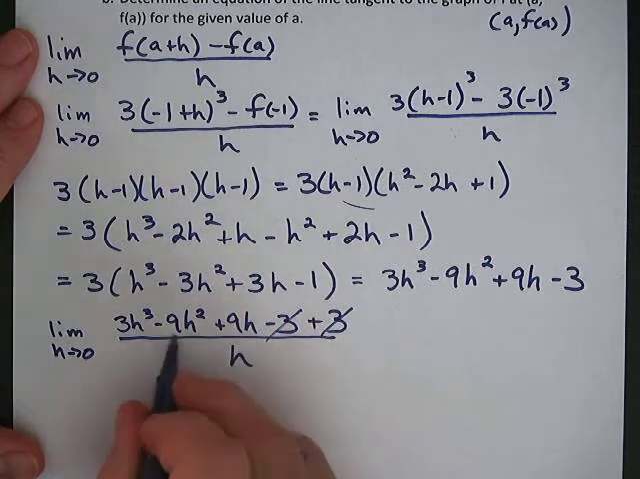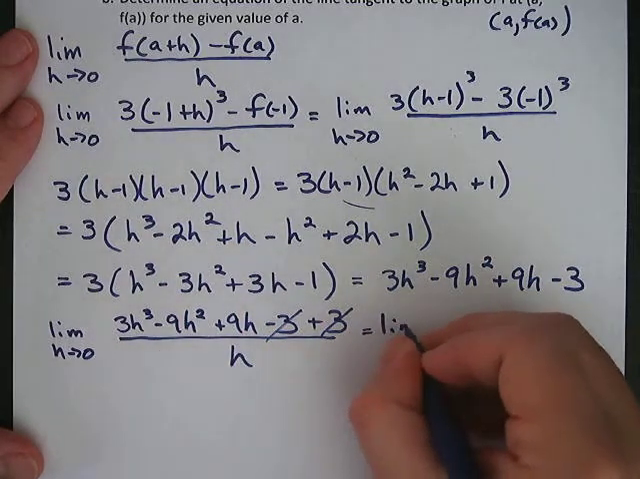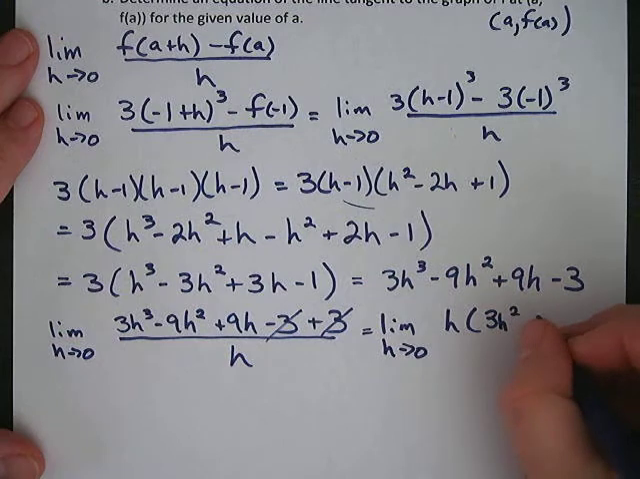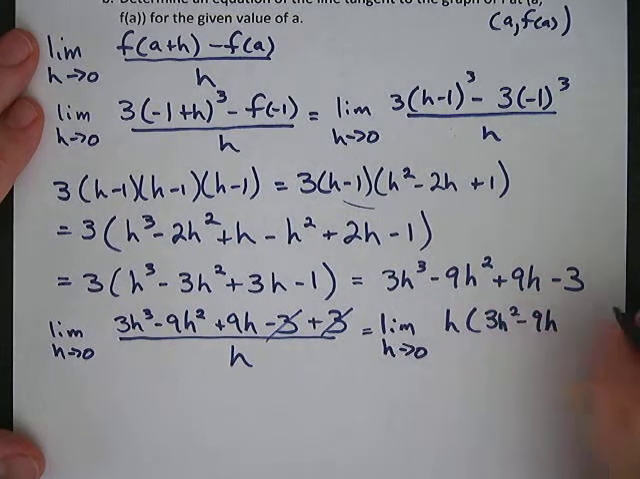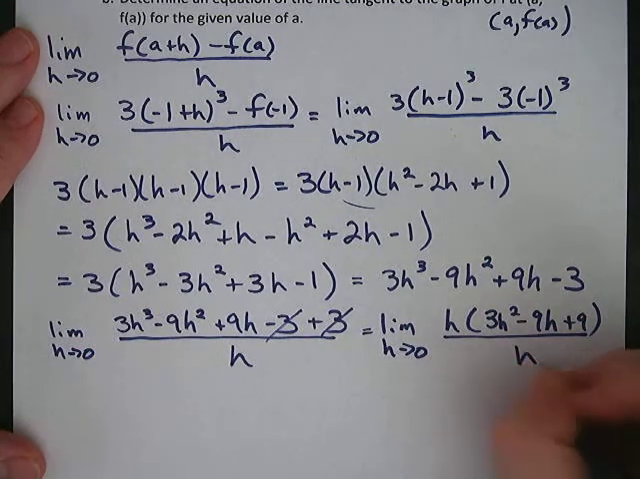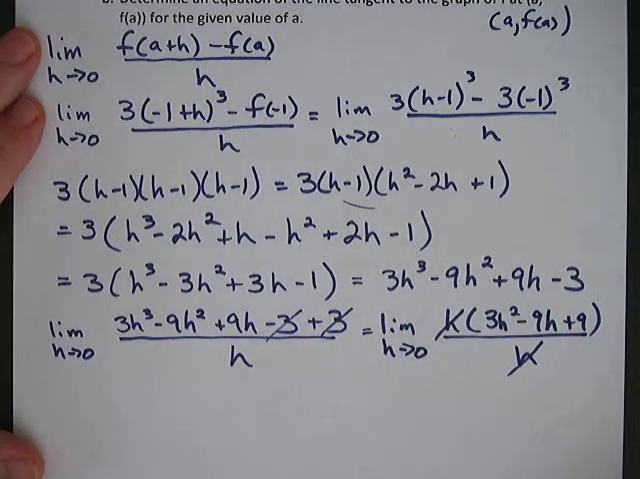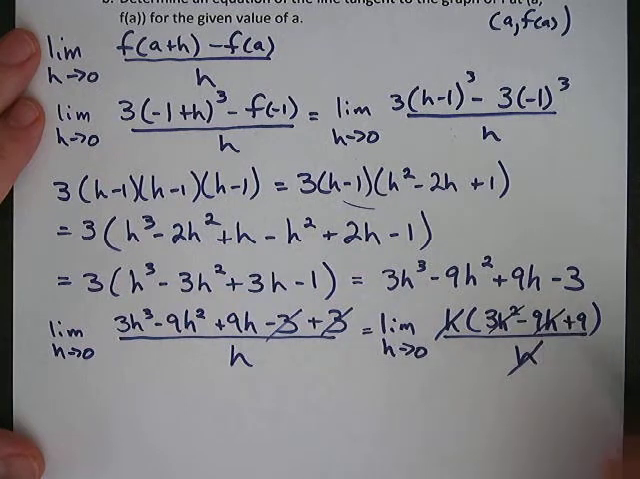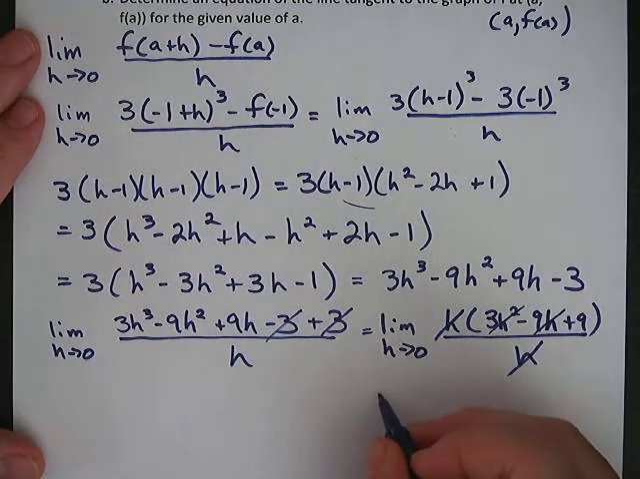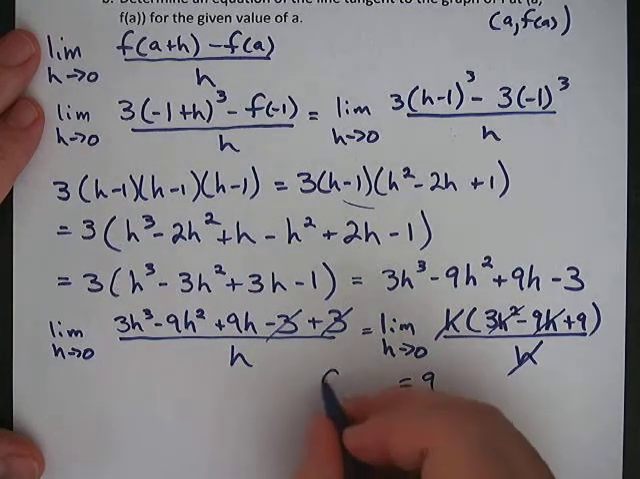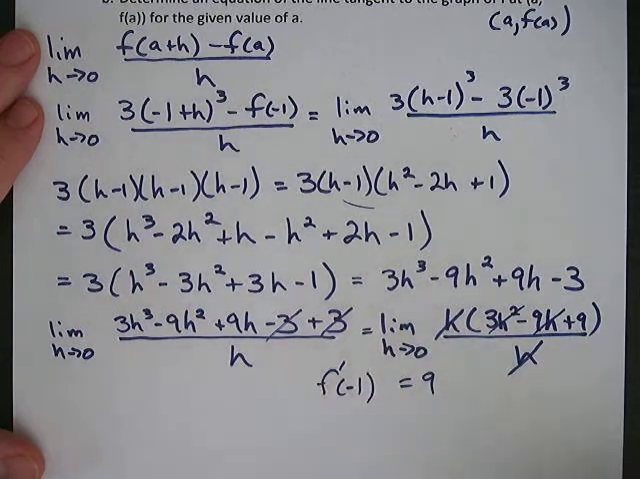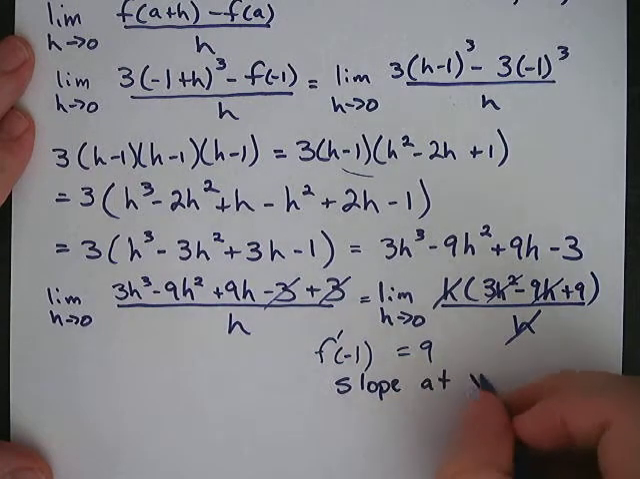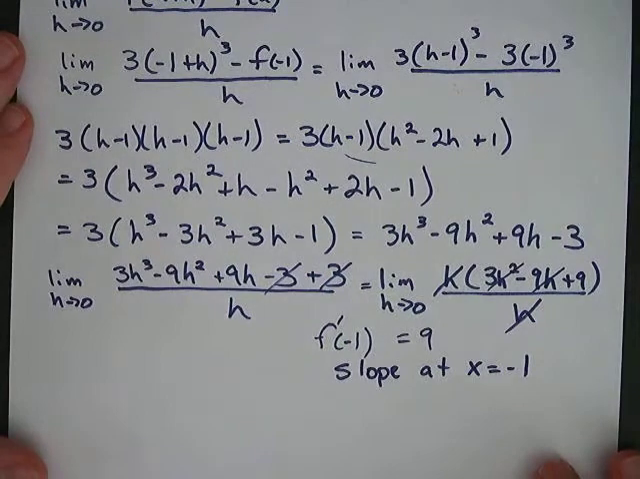And then we can factor an h out of all of these three terms because they all have an h. So we have the limit as h approaches 0, factor out the h, and we get 3h squared minus 9h plus 9 all over h. Let's reduce those h's, and then put in the 0 in place of h. So this term goes to 0, this term goes to 0, and what's left? 9. So this is equal to 9, which means f prime of -1 is equal to 9. That is the slope at x equals -1. Okay, this is the answer to the first question.